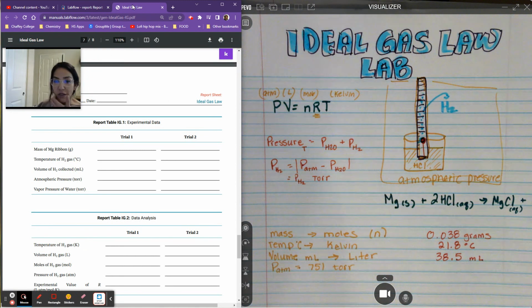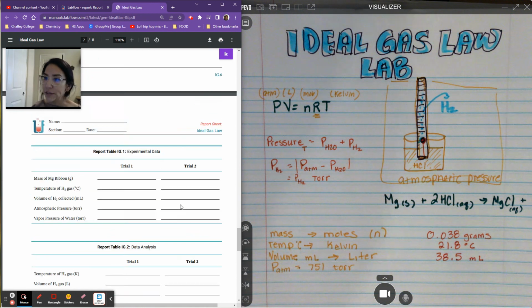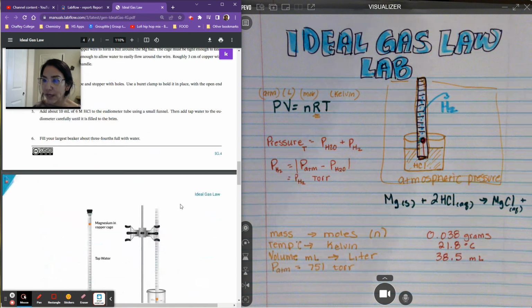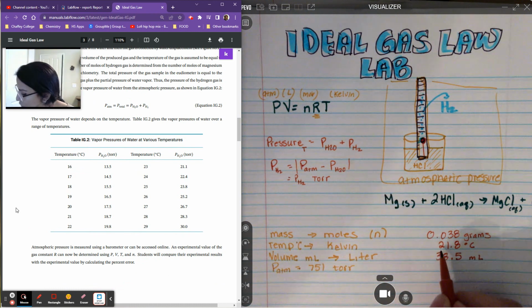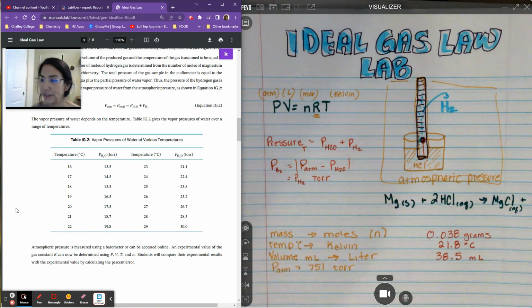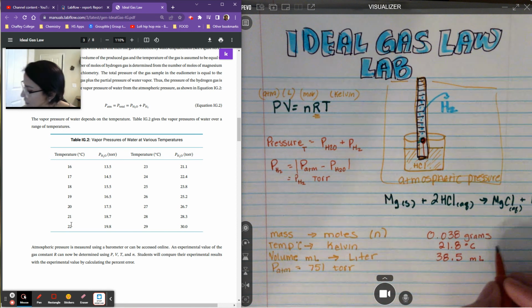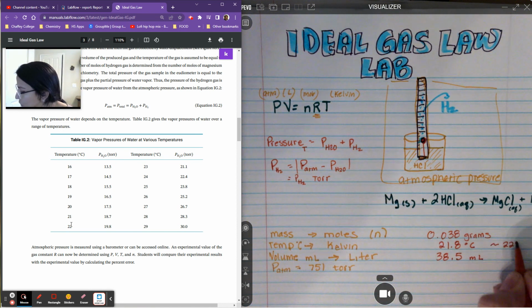Now I have all this information. The next thing it wants me to do is obtain the vapor pressure of water. So we're going to go back up to our PDF. In this chart, it says vapor pressure of water at various temperatures. I'm going to look at my temperature. My temperature was 21.8 degrees Celsius, so between 21 and 22. I'm going to round that up to 22 degrees, so it's approximately 22 degrees.